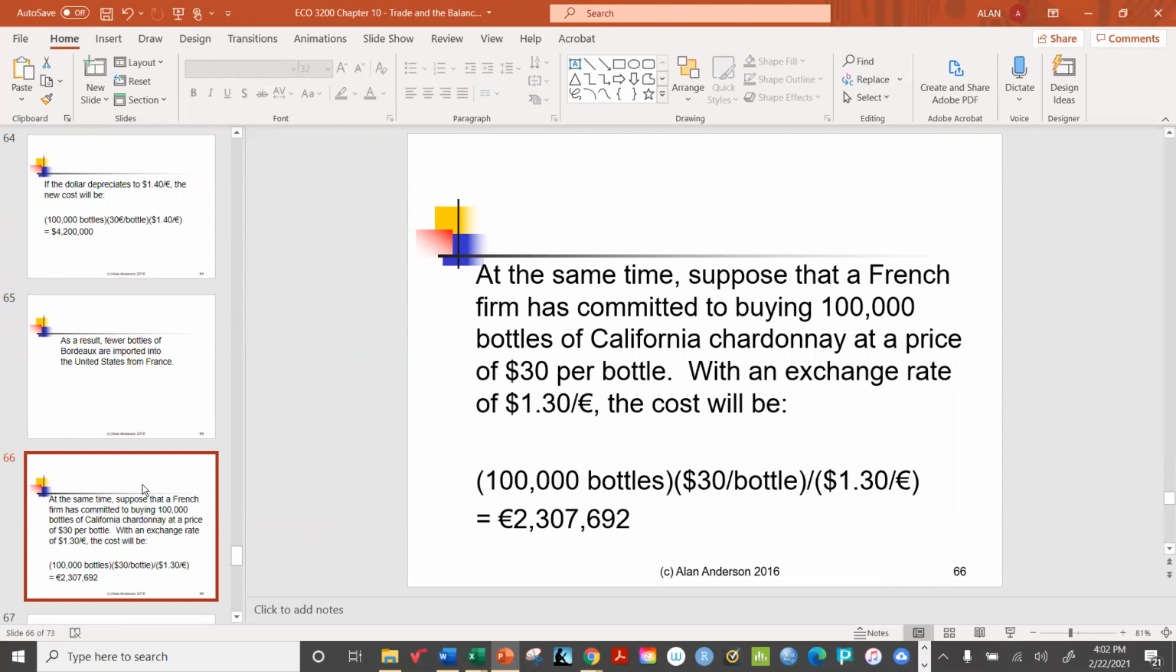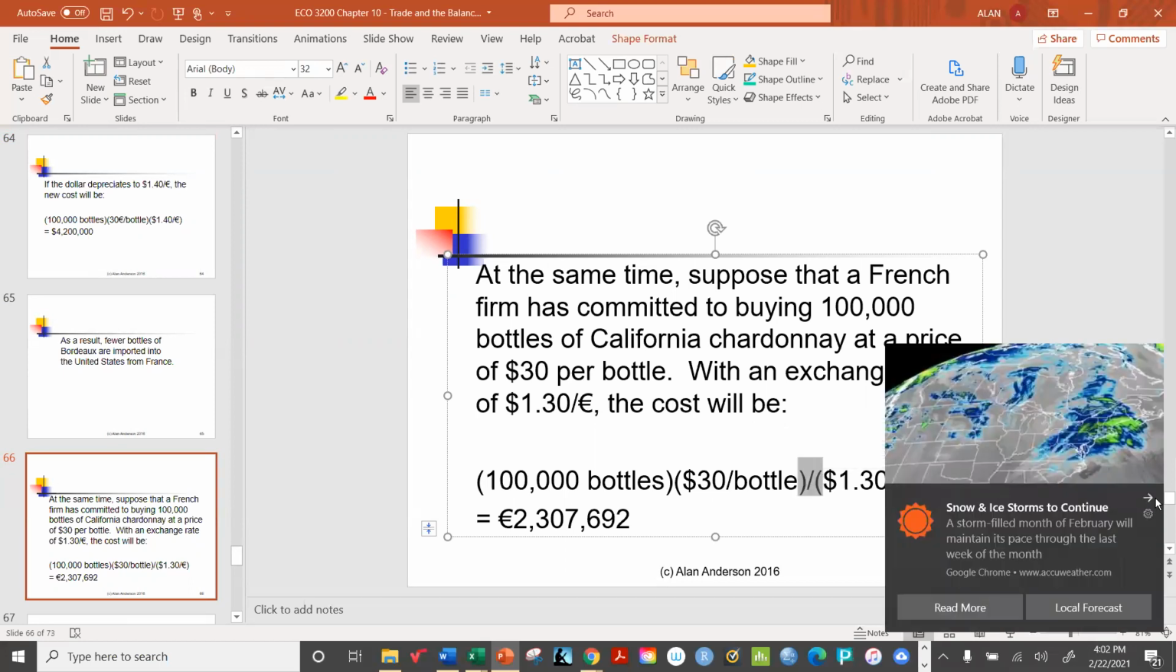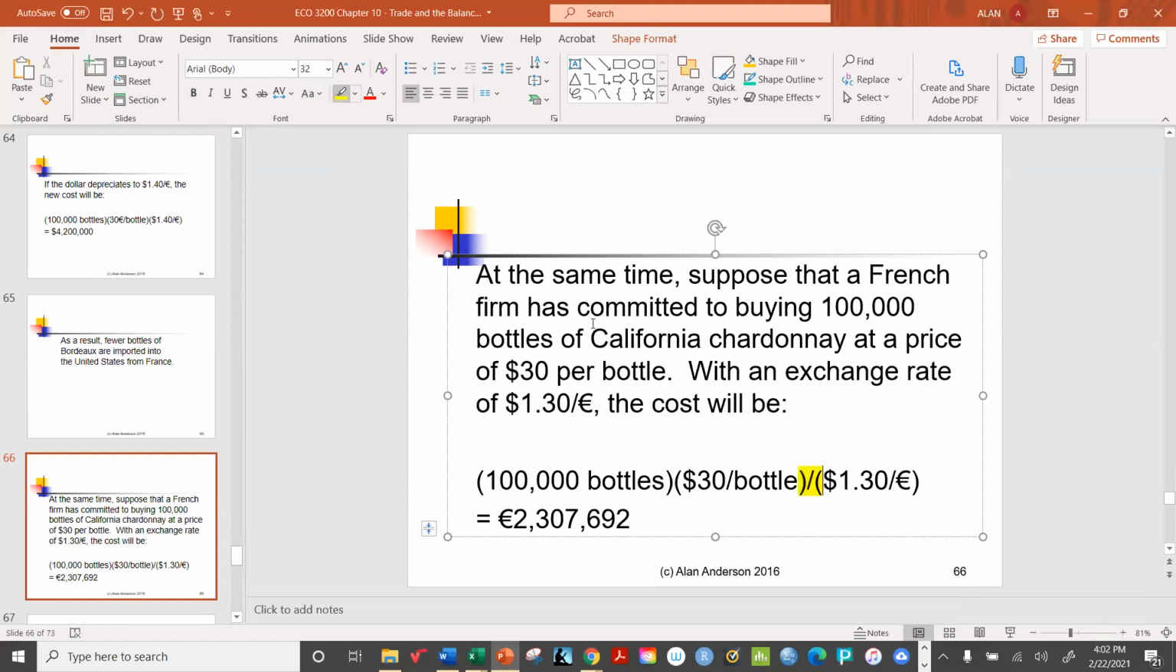On the other hand, what about a French company that's buying 100,000 bottles of California Chardonnay at a cost of $30 a bottle? When the exchange rate was $1.30, they were paying 2,307,692 euros to acquire these bottles. So we have to visualize what will happen if the exchange rate goes up to $1.40. Now, the key to the whole thing here is that we're dividing now. Down here, you can see we're not multiplying by the exchange rate, we're dividing. So now we're going to divide by a larger number, which means this is going to go down.